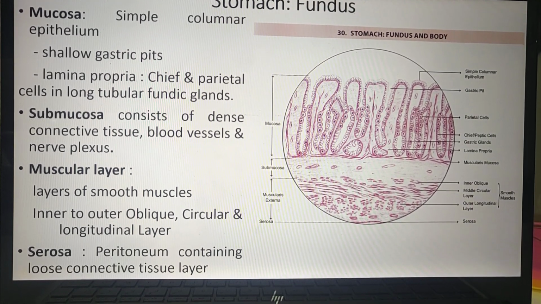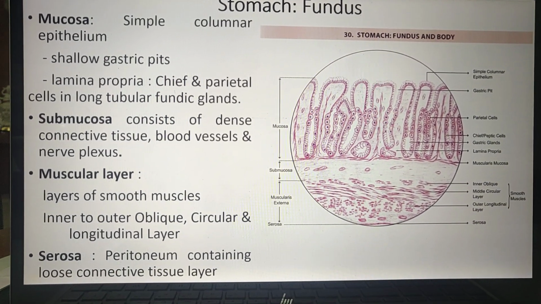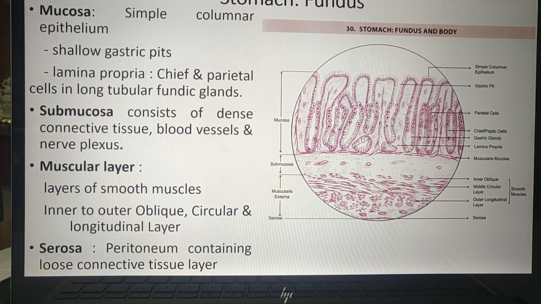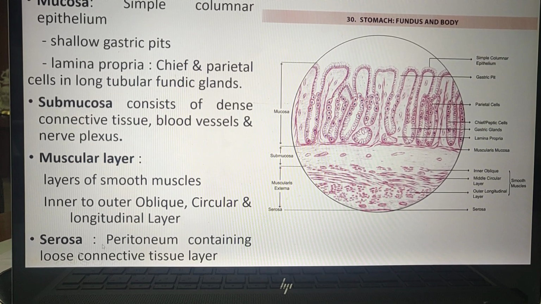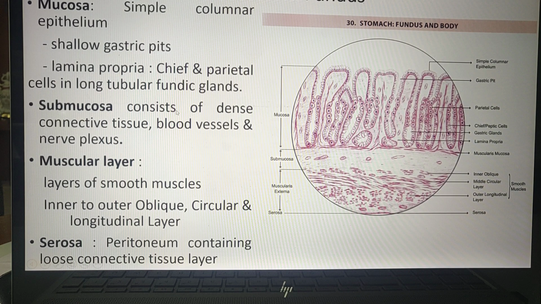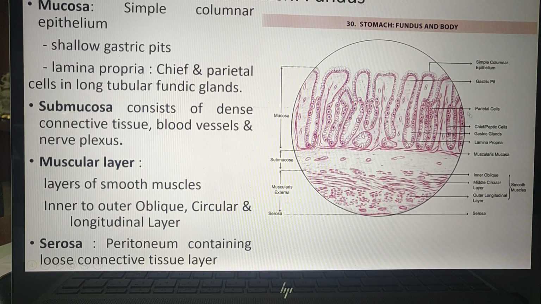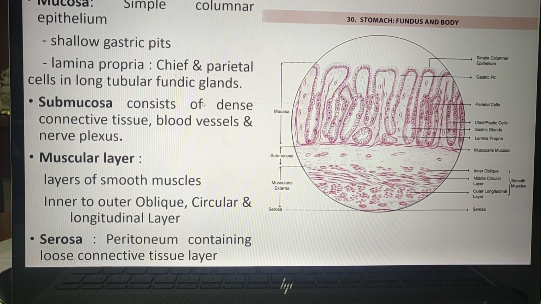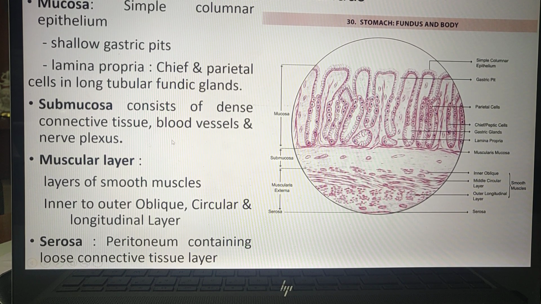Stomach, this is the fundus part of the stomach. The mucosa is lined by simple columnar epithelium. There are shallow gastric pits. Here you can see the shallow gastric pits. The lamina propria contains the chief and parietal cells. Here you can see the chief cells, and these are the parietal cells, in the tubular fundic glands.